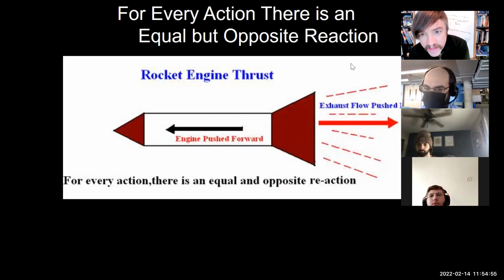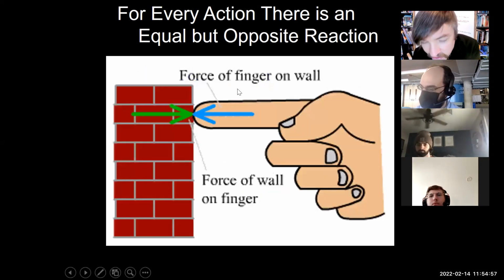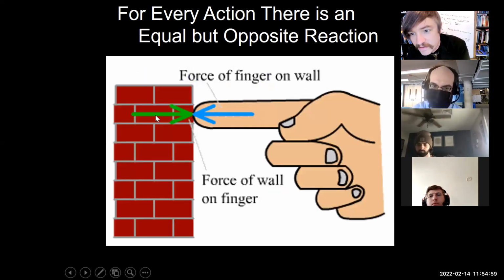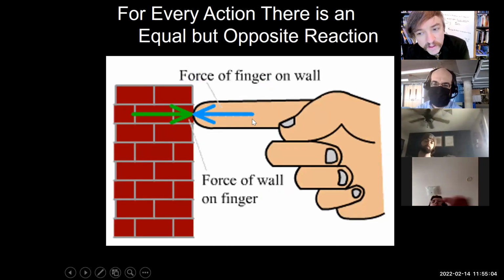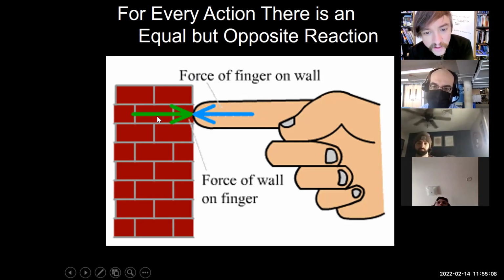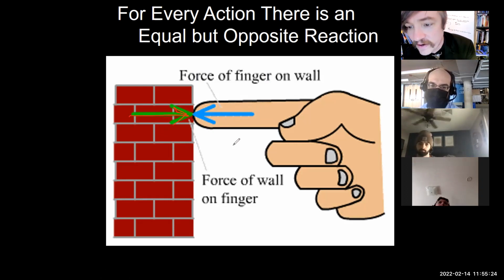Another way of examining this law is the somewhat uninteresting case of pressing your finger against a brick wall. Unless you're Superman and have the power to break walls with your finger, if you apply a force with your finger against a brick wall, the brick wall usually doesn't move. And if there is a force, but there is no acceleration, the only logical conclusion is that the brick wall somehow mysteriously presses back against your finger with an equal but opposite reaction.